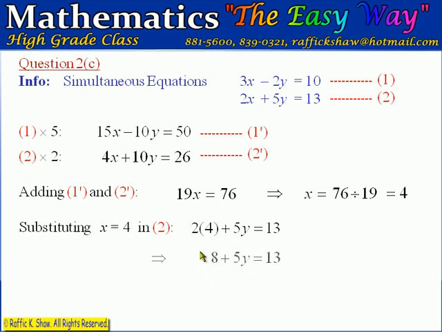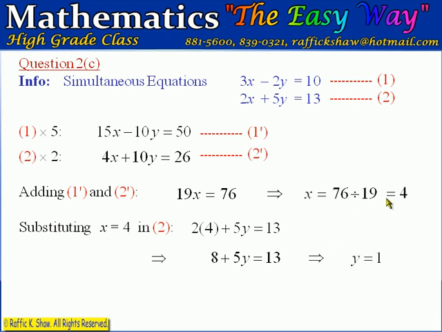So that reduces to 2 4s 8. 8 plus 5y equals 13. And we know that 8 plus 5 is 13, and therefore y must be 1. Right? 8 plus 5 is 13, and so this y must be 1. Or simply, we can say we subtract 8, and 13 minus 8 is 5, and then divide by 5. So 5 divided by 5 is 1. Right? In any case, the result is y equals 1.